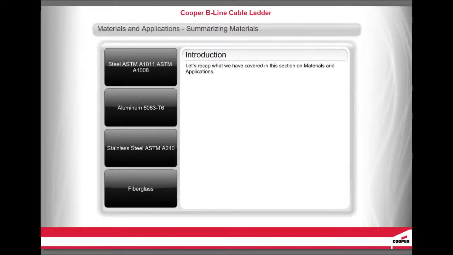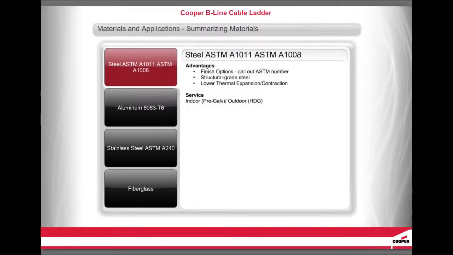Let's recap what we have covered in this section on materials and applications. Steel, ASTM A1011, ASTM A1008. Advantages: finish options, call out ASTM number, structural grade steel, and lower thermal expansion contraction. Service: indoor, pre-galvanized, outdoor, HDG.